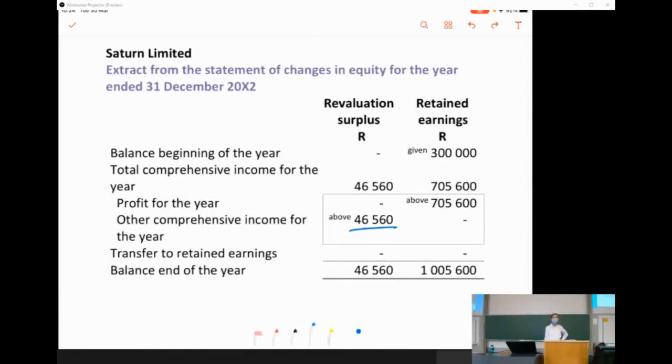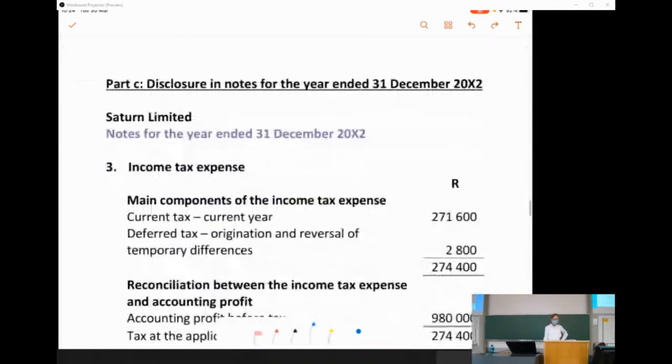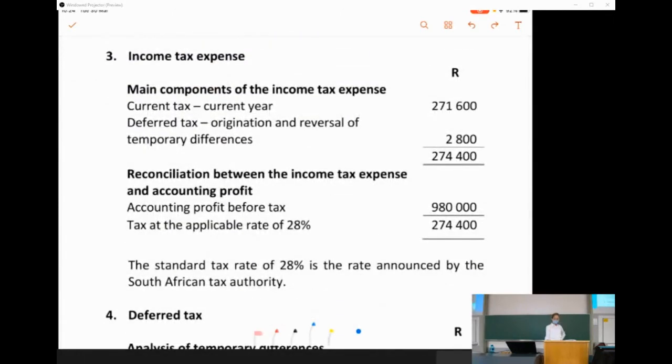In the statement of changes in equity, there's just the net amount, 46,560, which comes into my revaluation surplus through OCI, through comprehensive income. And then income tax expense: there's my current tax for the current year, my deferred tax, and you'll see that we don't need a reconciliation, because if I take my accounting profit and multiply it by 28%, I get the same amount as my total for part 1 of my income tax expense note. Total income tax expense. Good, and that's also the reason I could account for everything. There's nothing that I couldn't fix with deferred tax.